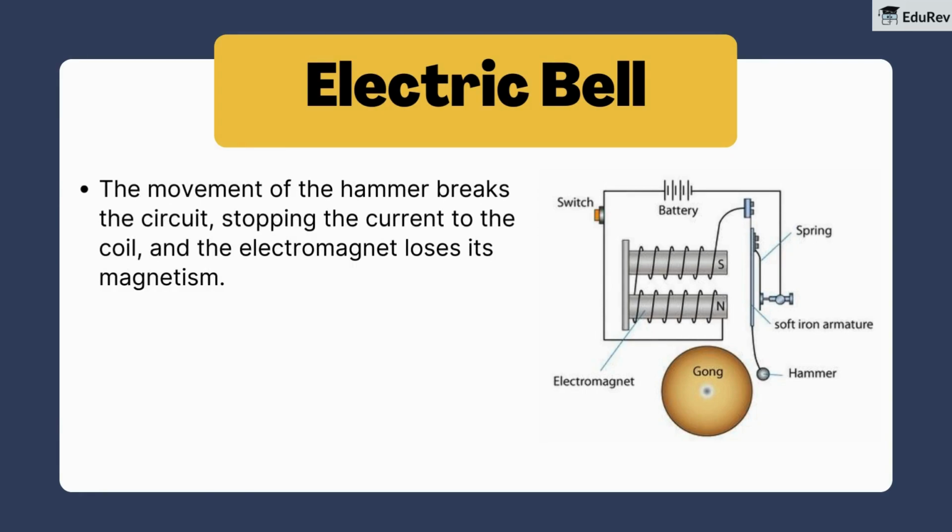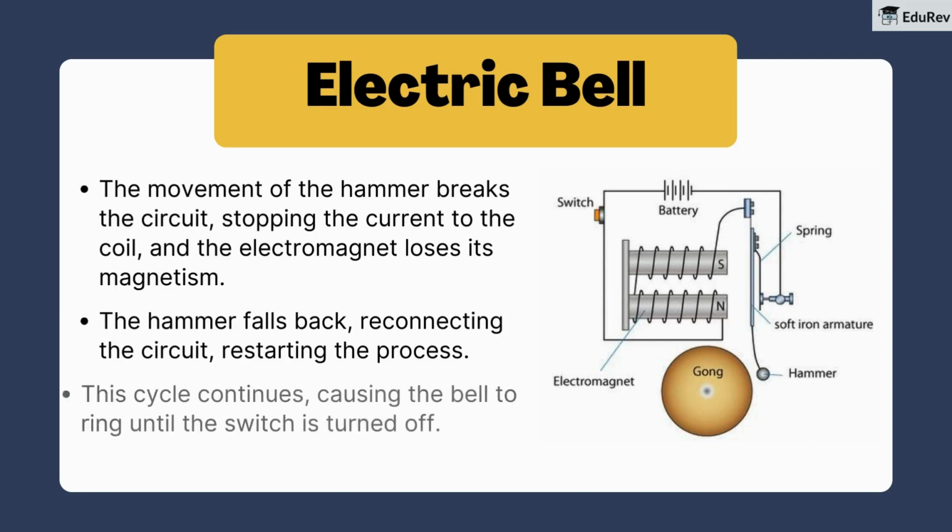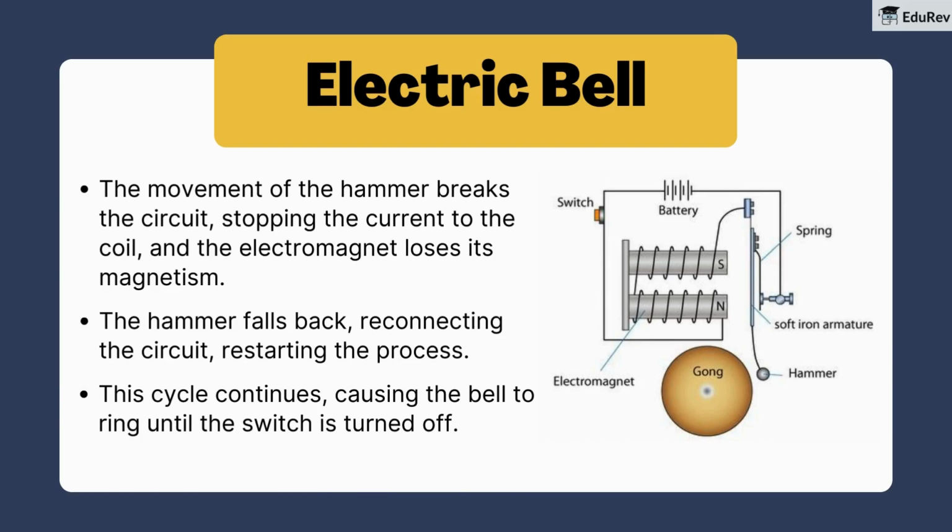The movement of the hammer breaks the circuit, stopping the current to the coil, and the electromagnet loses its magnetism. The hammer falls back, reconnecting the circuit, restarting the process. This cycle continues, causing the bell to ring until the switch is turned off.